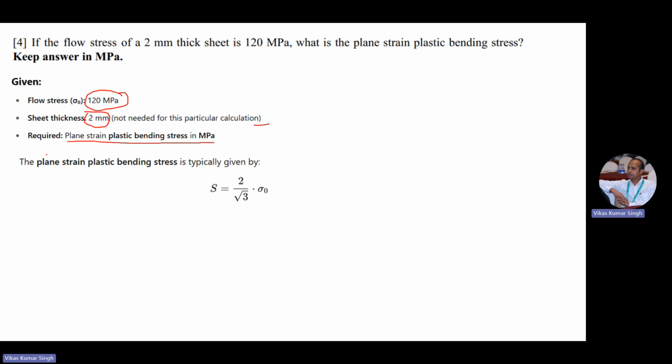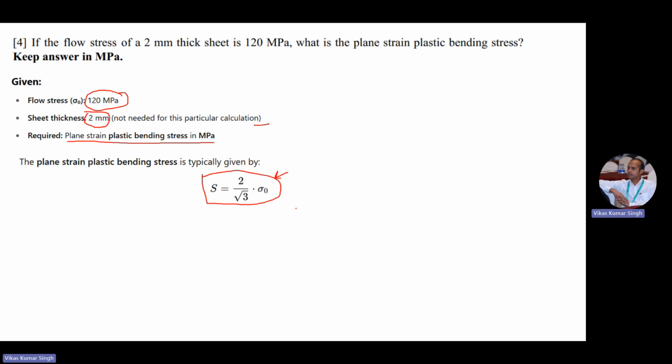The plane strain plastic bending stress is typically given by a formula that is already derived in the theory class, if you have attended it. Here I am not going to derive it because we are limited by time, so just take that formula. If you follow the textbook I shared on Google Drive, all the derivation is there. The main concept is whether you understand the physical significance of this.